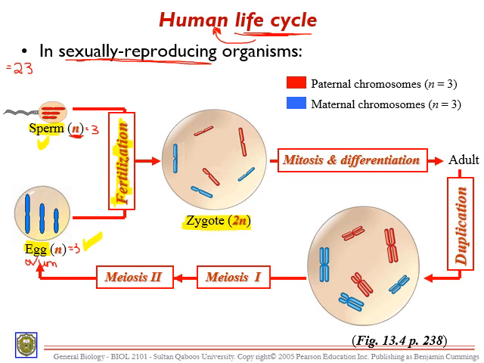2n is equal to 6. Okay, now this zygote will undergo mitosis and differentiation, mitotic division and differentiation.